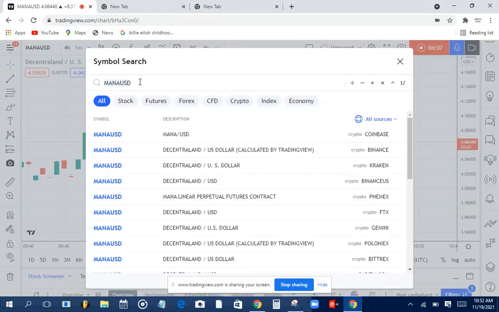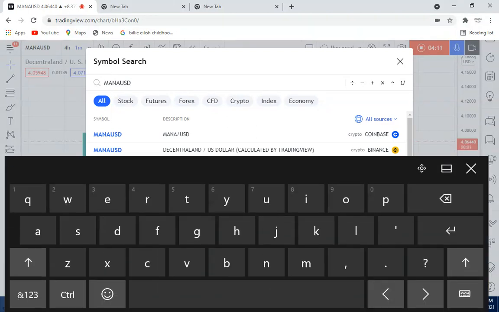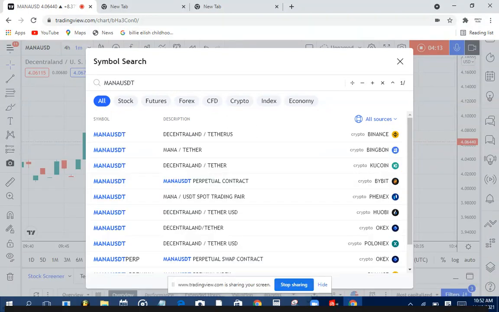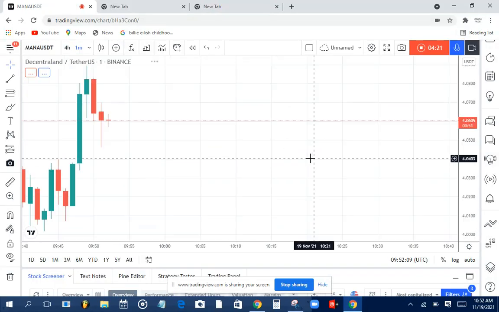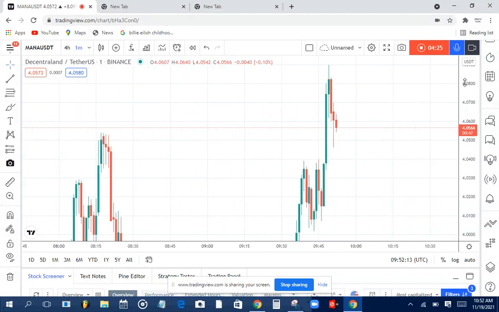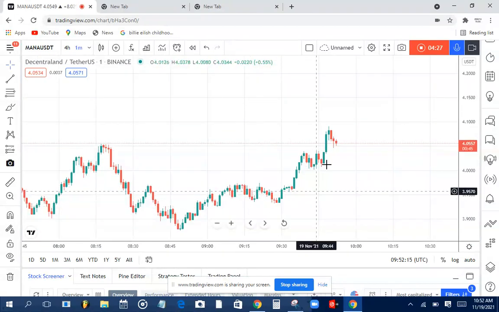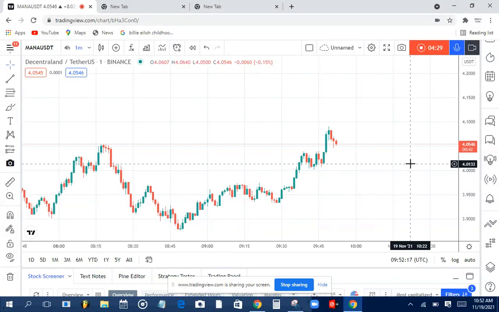So let me just click for Mana. This is Mana USD. So let's look for Mana USDT. They're going to give us other options. You can see them. We have Binance, we have Bing, whatever. We have KuCoin, we have Bybit. So let's go for Binance. You can see how the one for Binance, the 1 minute candles are detailed, but the one for Kraken looks spaced out and all of that, which is not good. This one is the real candle.